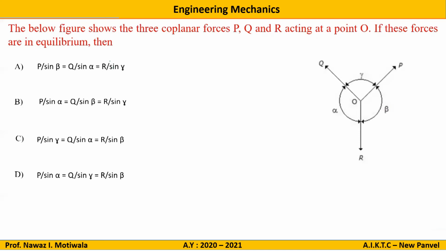Next question. The figure below shows three coplanar forces P, Q, R acting at point O. If these forces are in equilibrium, then, since three forces passing through one point are in equilibrium, we can apply Lami's theorem. As per Lami's theorem, P divided by sine of alpha equals Q divided by sine of beta equals R divided by sine of gamma. So the option is option B. Next question.